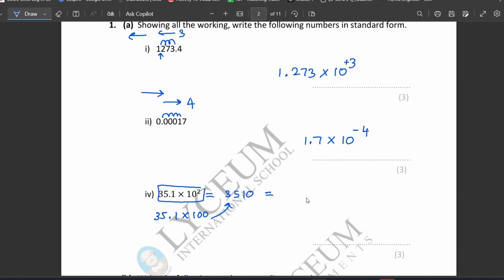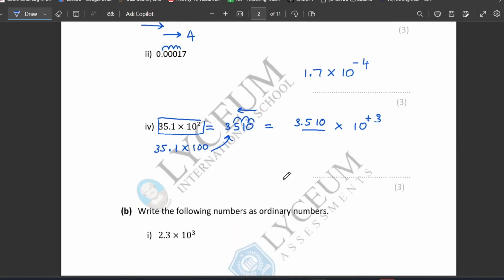So we have to find the first part. And to get the first part, we have to get a number between 1 and 9. To do that, I take the decimal point 3 positions to the left. So I get the first part as 3.510. Not necessary to put the 0. It's okay if you put it. Plus 3 because I went to the left hand side. Okay.